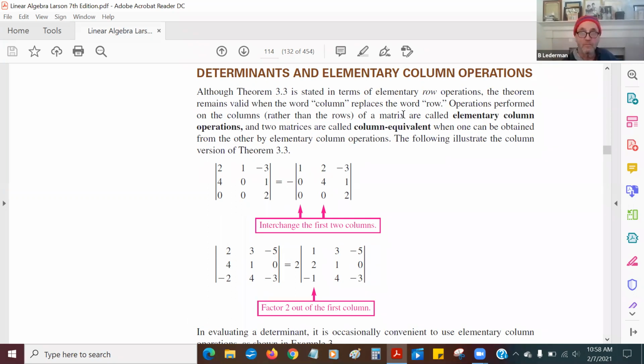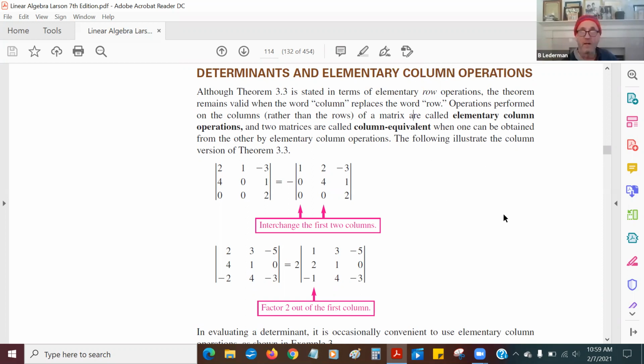And it turns out that 3.3 is 100% true and correct. If I take the word row and just replace it by the word column, I would have the exact same result. Meaning, if I switch two columns, I make the determinant negative. If I add a multiple of a column to another column, and so on and so forth.